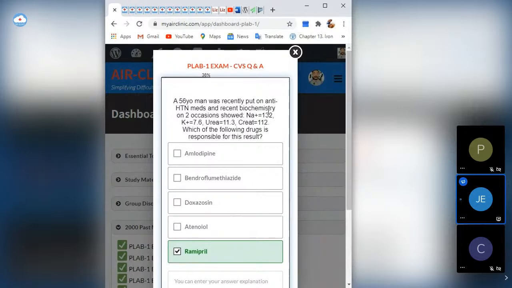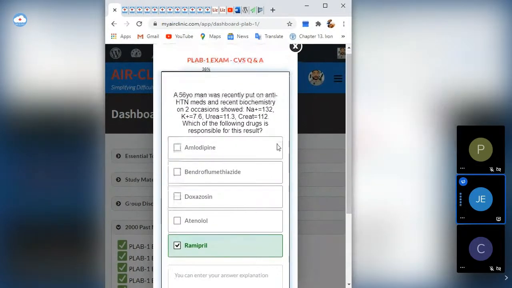O is for what now? Then P is still potassium. And T again is changes in taste. ACE inhibitors can cause a metallic taste, so taste changes. Then R is for renal impairment. There's some renal impairment. Then I and L, okay? So you just need to look at it again.